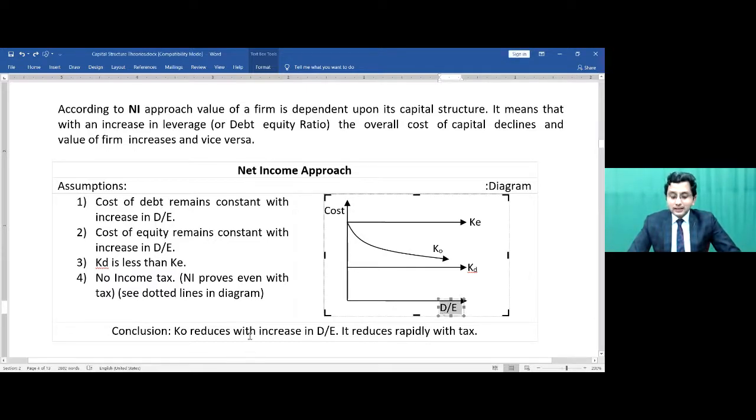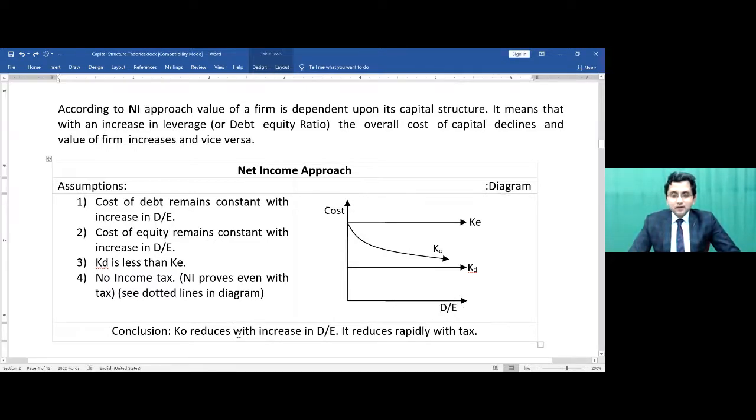So now you can see the conclusion of the NI approach: with increase in debt, overall cost reduces. Therefore, the wealth of the company actually increases.